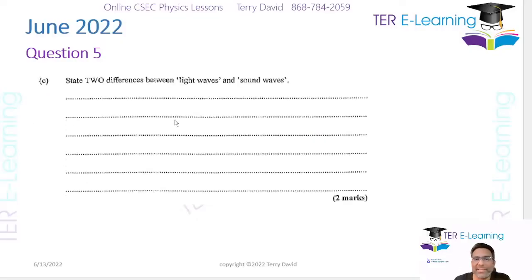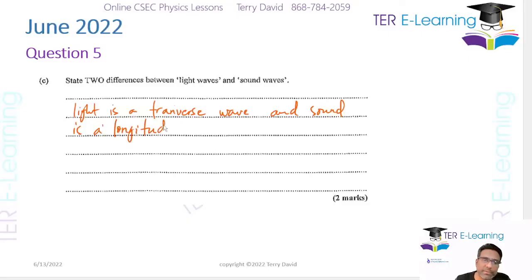All right, the next one: state 2 differences between light and sound waves. Easiest one, and I said it the night before. So light is a transverse wave, and sound is a longitudinal wave. That's one difference here.